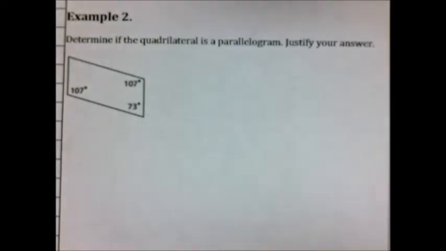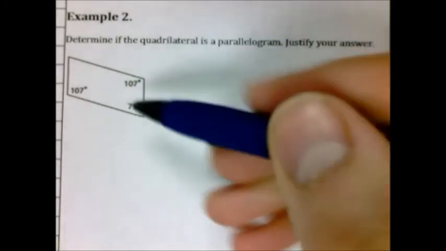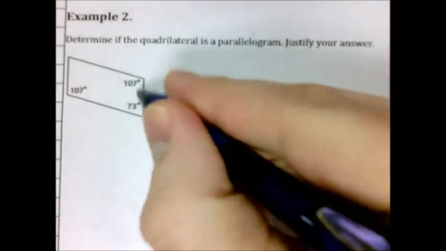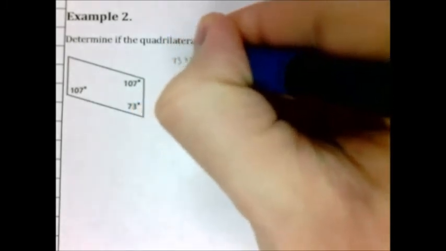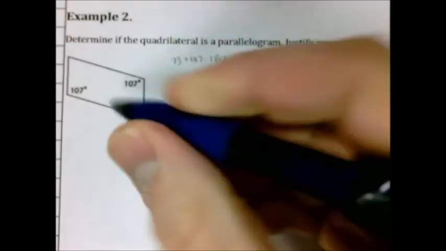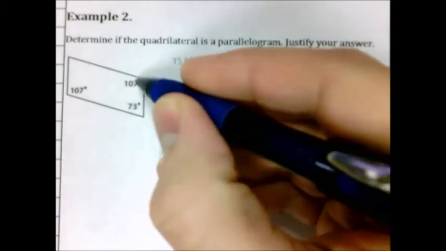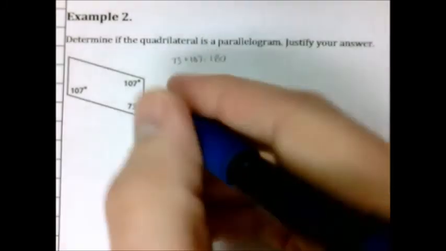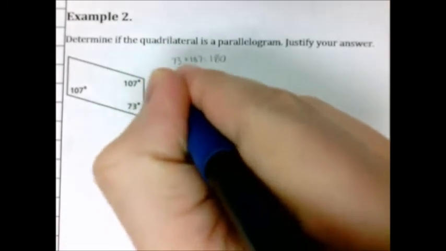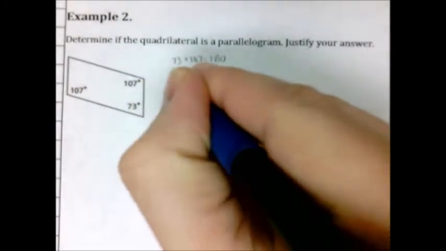And right there we see that we could possibly prove that these angles are supplementary. So if this is our angle right here, 73 plus 107 is 180. So the consecutive angles from here to here and from here to here are equal to 180. They are supplementary, which means that this quadrilateral is a parallelogram.